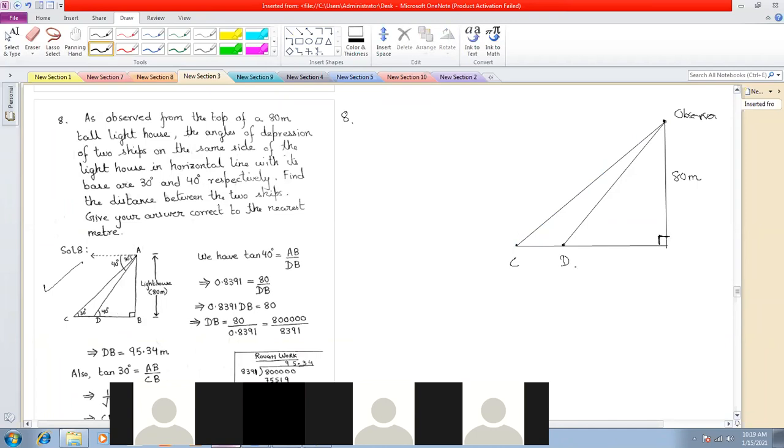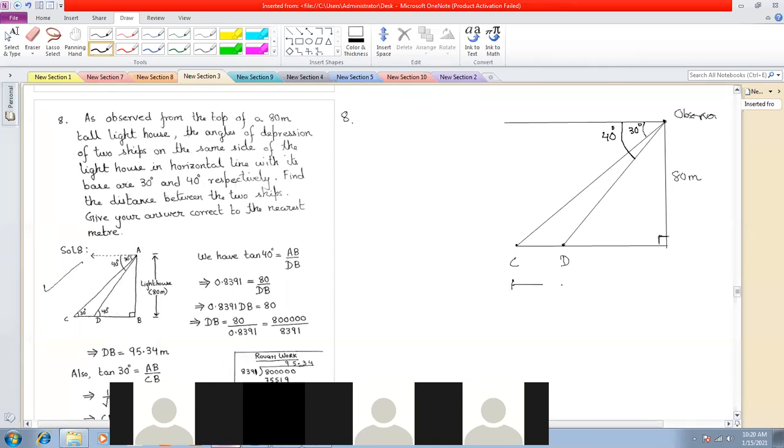Now we are talking about angle of depression. So therefore, from the observer, we'll draw a horizontal here. This is the horizontal, and these two are his lines of sight. The hypotenuse of the two right angle triangles are his lines of sight. So the angles his line of sight makes with the horizontal are 30° and 40°. So this angle, the smaller angle, must be my 30°, and this angle must be my 40°.